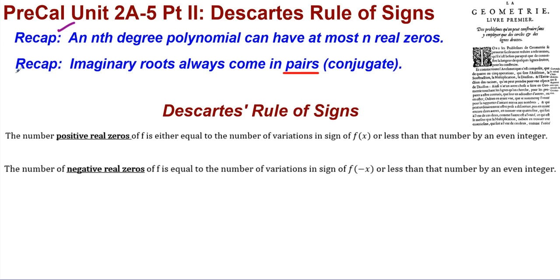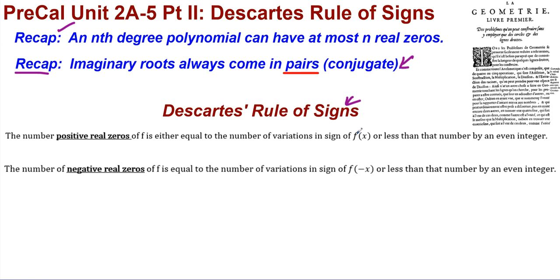The next one, which is crucial, is imaginary roots always come in pairs, conjugates. So let's go back to that fourth degree polynomial. You can have at most 4 real zeros, but you can have less. But you're not going to have 3 real zeros because that implies that one of the zeros has to be imaginary, but they come in conjugates. So you can either have 4 real zeros, 2 real zeros, or no real zeros because of this definition right here. And this leads us into Descartes' rule of signs.